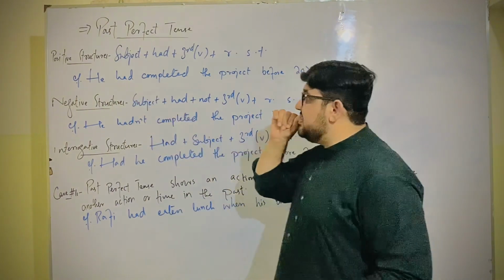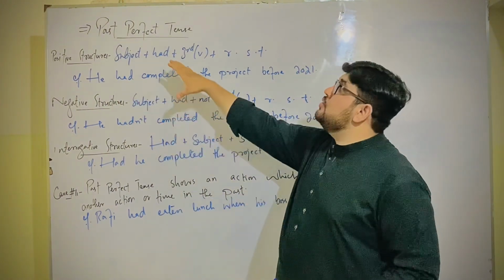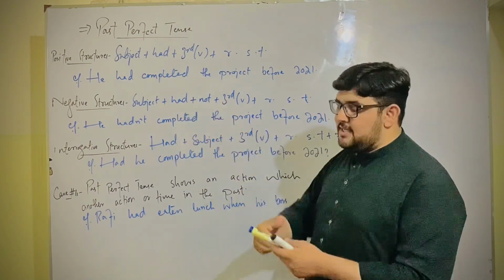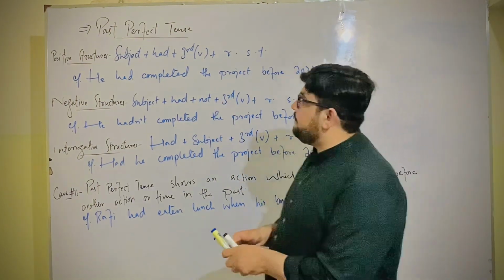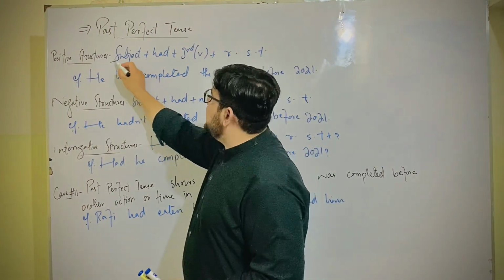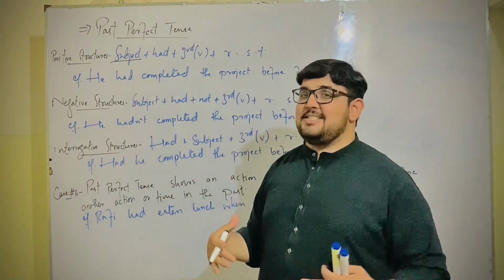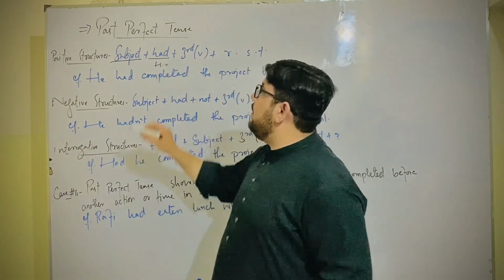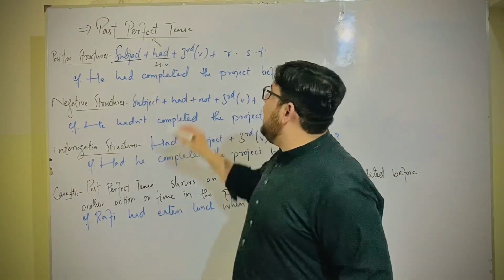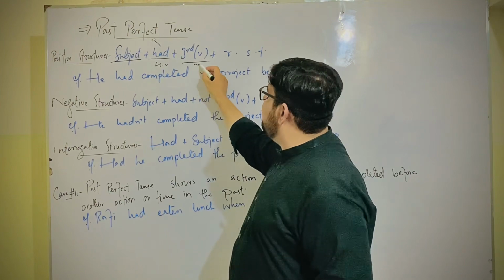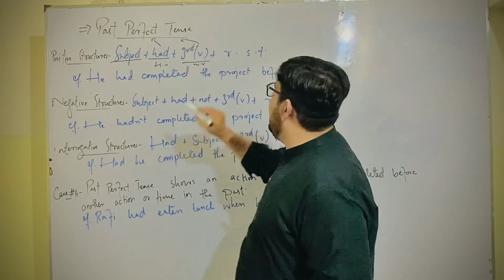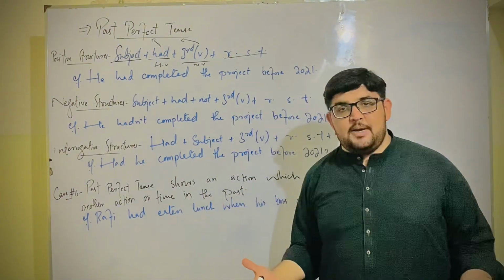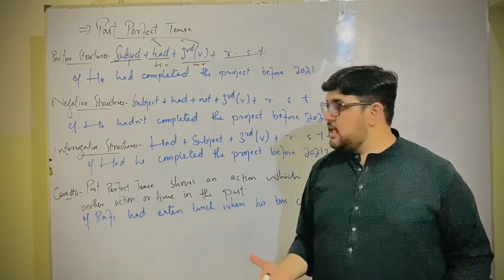So, how to construct a positive sentence using past perfect tense? We follow the positive structure of past perfect tense. Like, we need a subject in order to construct a sentence. Had is used as the helping verb for perfect tenses, and the third form of the verb is used as the main verb in perfect tenses, and we have the rest of the sentence that covers complement, object, predicate, everything.